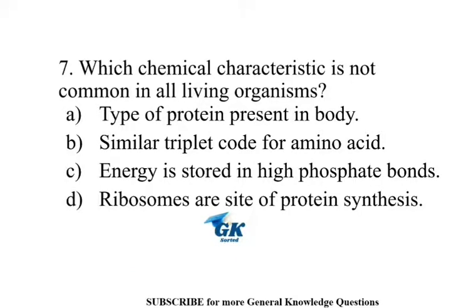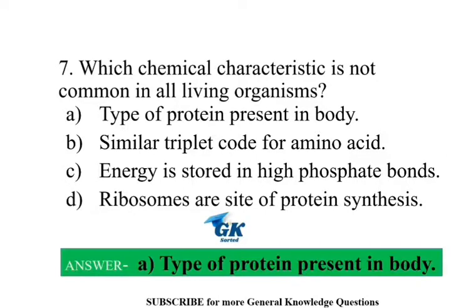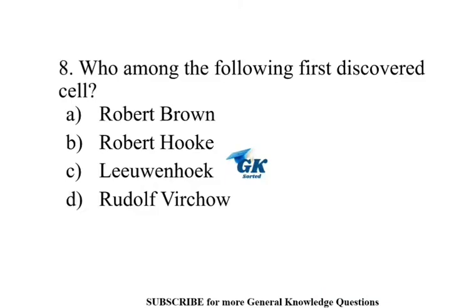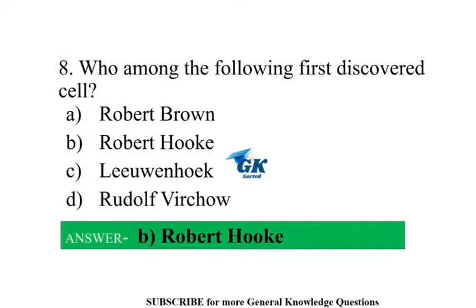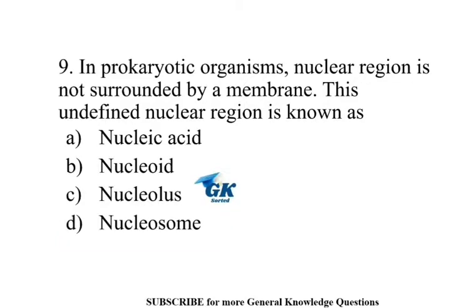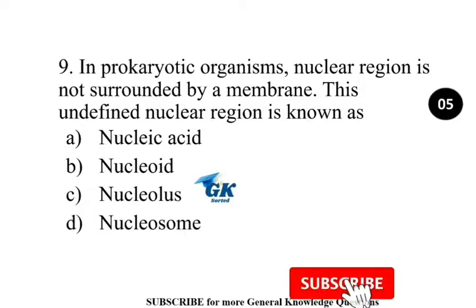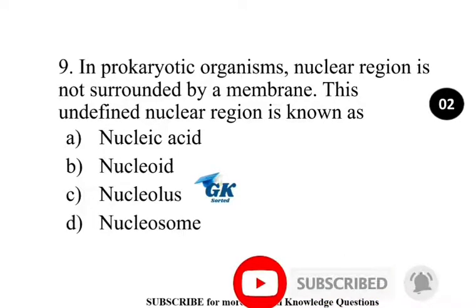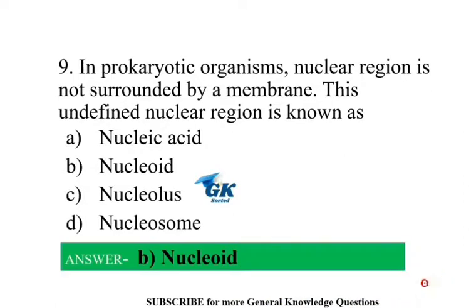Which chemical characteristic is not common in all living organisms? Type of protein present in body. Who among the following first discovered cell? Robert Hooke. In prokaryotic organisms, nuclear region is not surrounded by a membrane. This undefined nuclear region is known as nucleoid.